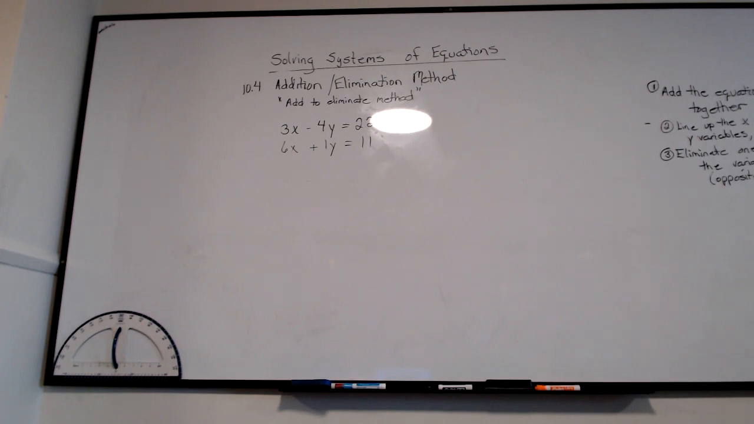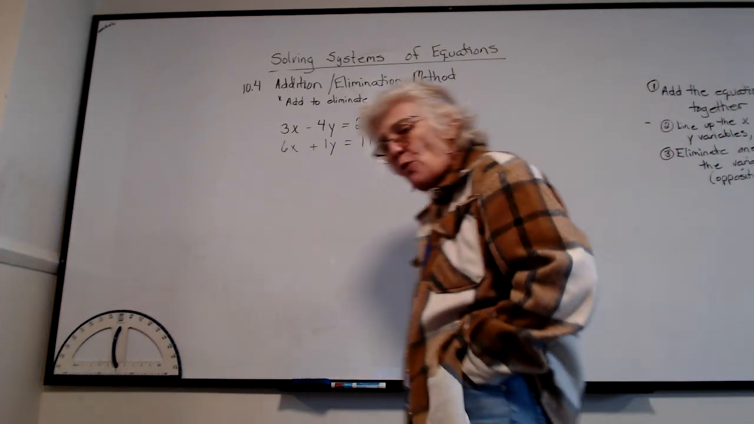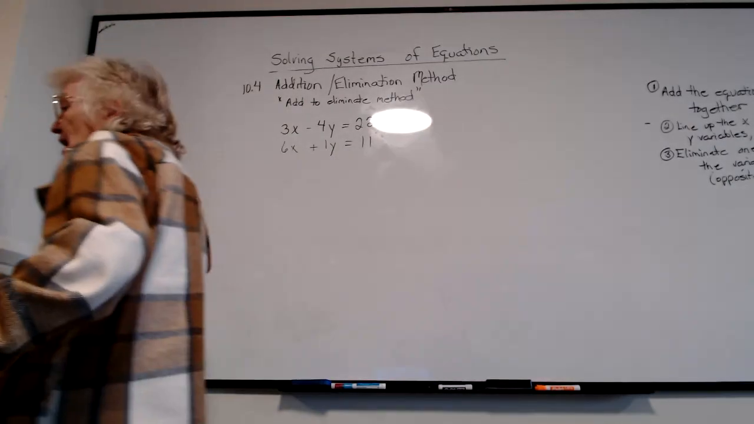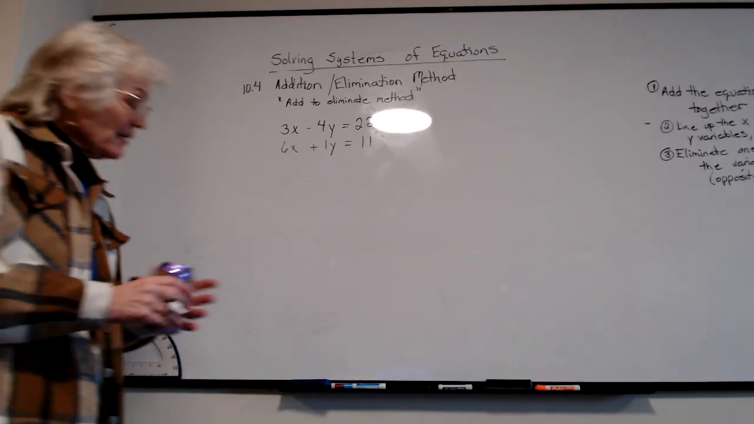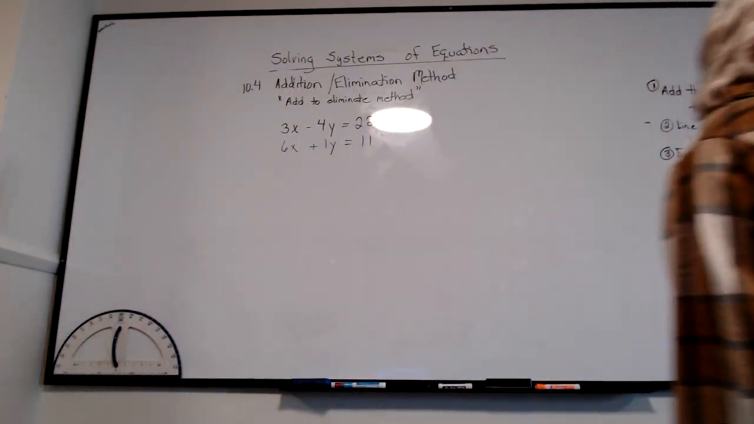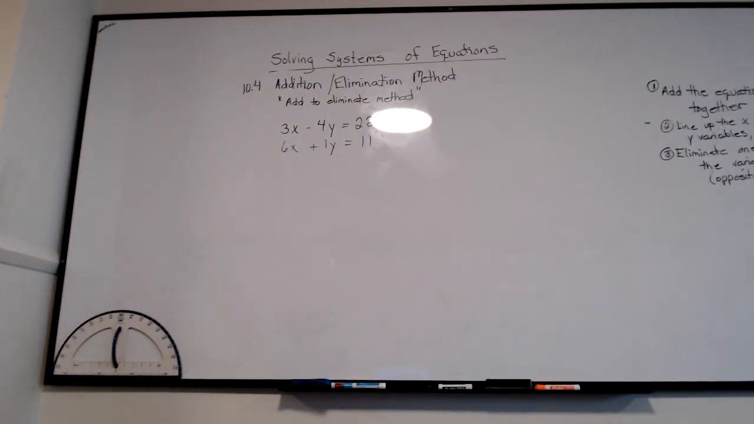Right now, if I add them, do I eliminate one of the variables? No. Because right now, if I add them, y's don't go bye-bye and x's don't go bye-bye. It doesn't matter. So, which one do you want to eliminate? You guys tell me. The 6? No, the y. I don't care which one. Let's take the y.